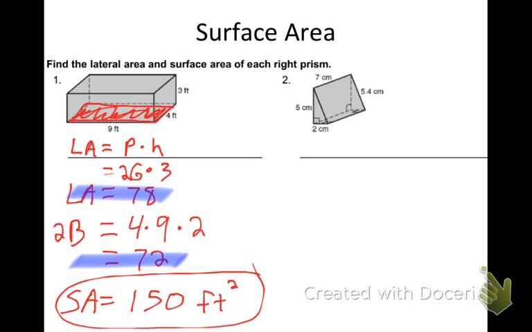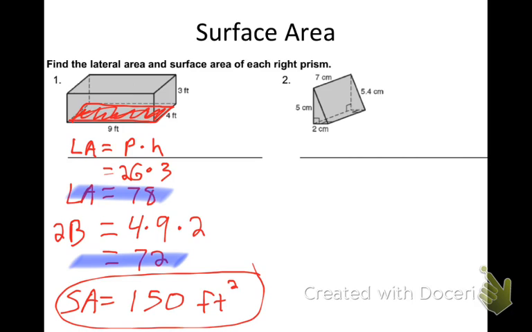Let's look at number 2 here. Number 2 is a little bit tougher. Why? Well, it's a triangle, and we struggle with triangles sometimes. What's the base of this prism? Is it the triangle or is it the rectangles? It's the triangles. In a prism like this, the base can be any form. So this is my base.